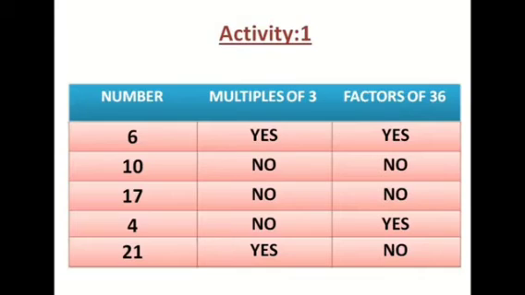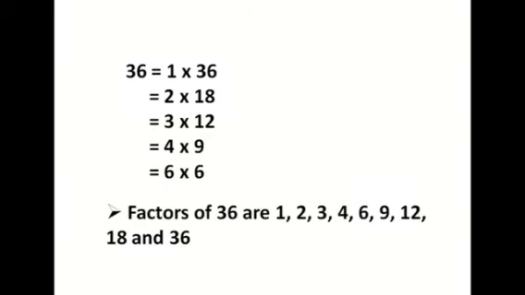I hope you have enjoyed. Here you can check all the factors of 36. In the previous activity, we checked whether the number is a factor of 36 or not. So here you can see 1 36 is 36, 2 18s are 36, 3 12s are 36, 4 9s are 36, 6 6s are 36. So the factors of 36 are 1, 2, 3, 4, 6, 6 will be taken one time, then 9, 12, 18 and 36.